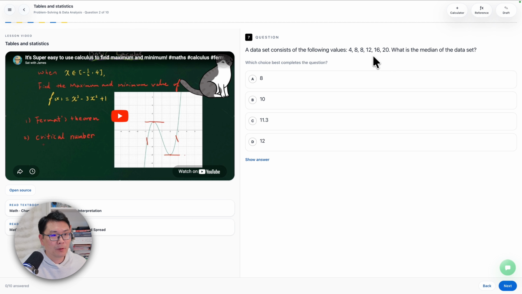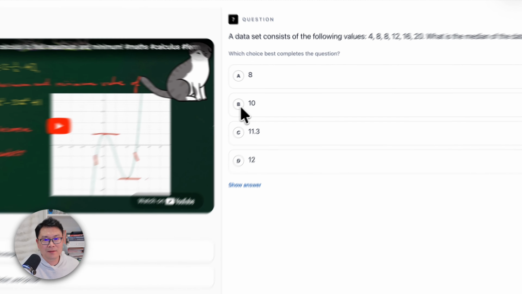We have an even number of numbers over here. Remember, when you have an even number of numbers in the group, you have to use the average of the middle 2 numbers to get the median, right? So the middle 2 are 8 and 12. Then 8 plus 12 is 20. 20 divided by 2 is going to be 10. So the answer is 10.